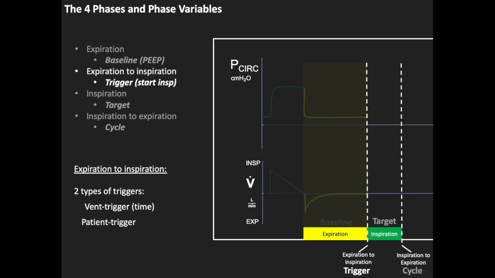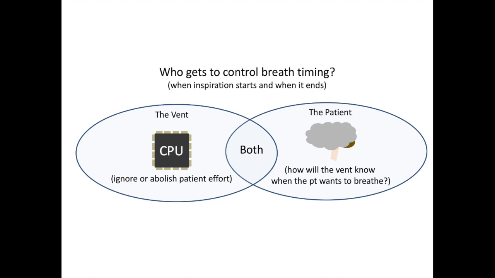Within patient trigger, there are two different types of signals that you could monitor for, either a flow through the tubing or a pressure through the tubing. Both of those are patient triggers. They're just different methods of detecting when the patient is trying to take a breath in. So the trigger is what starts inspiration, and that goes back to this fundamental question of who gets to control breath timing. The trigger defines whether the patient says it's time to breathe in, and that's a patient trigger, or whether the vent says it's time to breathe in, in the setting of a vent trigger or time trigger.